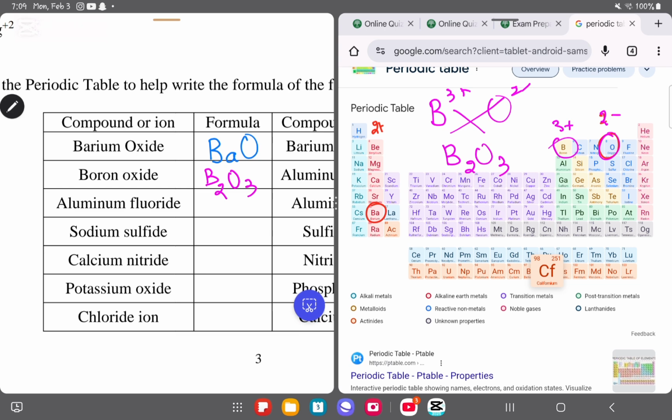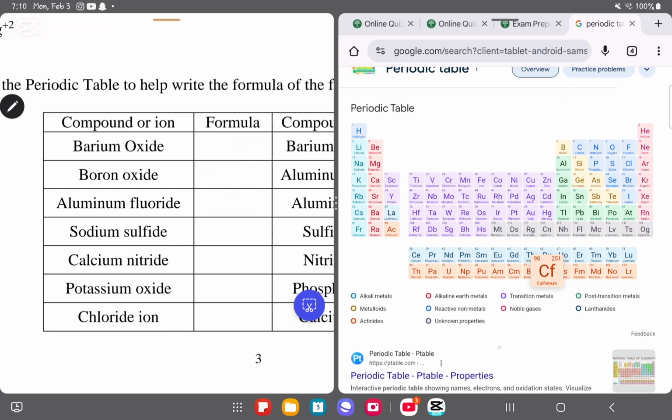Okay. So now we're dealing with aluminium fluoride. So aluminium over here has a charge of 3+. Fluoride has a charge of 1 minus or -1. So it is Al 3+ and then F-. You do the crisscross method, you're gonna get AlF3. So aluminium fluoride is AlF3.